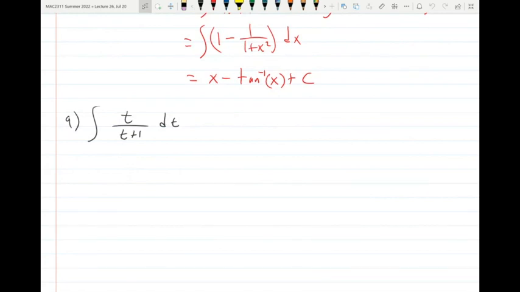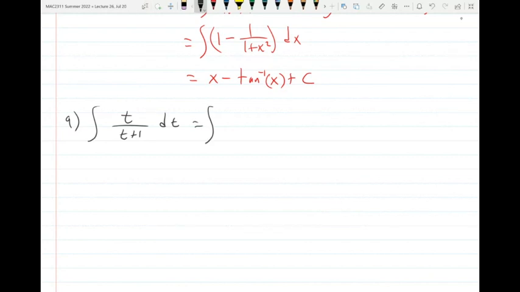Okay. Anyways, so what will be the answer? What did you get? t minus ln|t plus 1|. Very good. Now, what's the catch? Absolute value. Remember, every time that we use ln, we want to put the absolute value. We take the better antiderivative. Okay, the absolute value. Good.